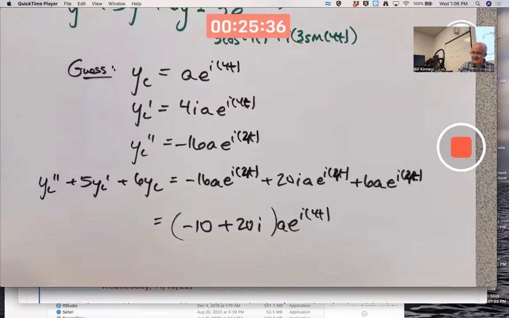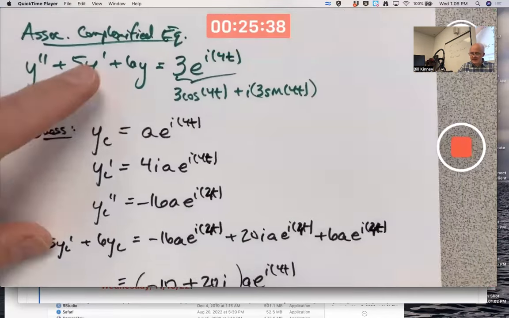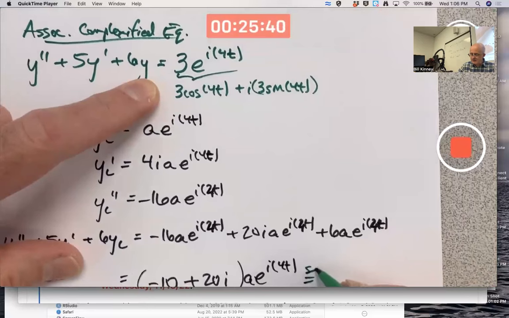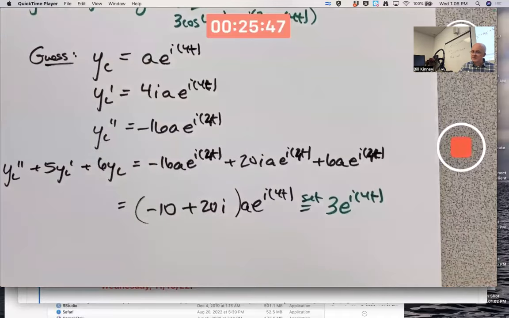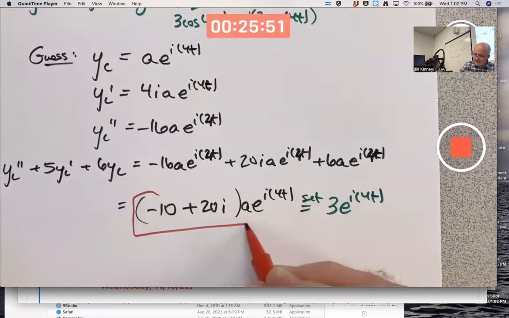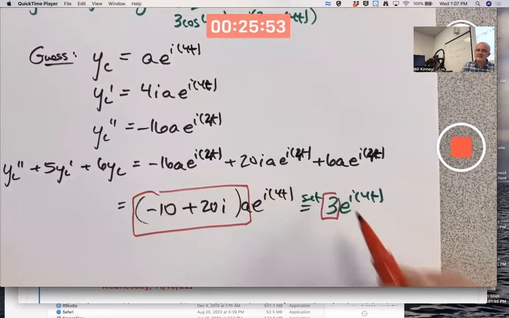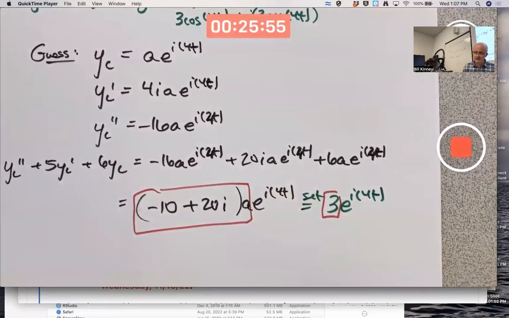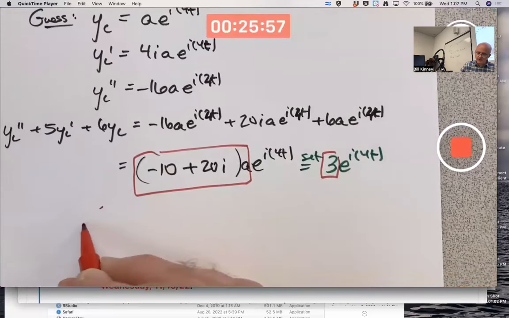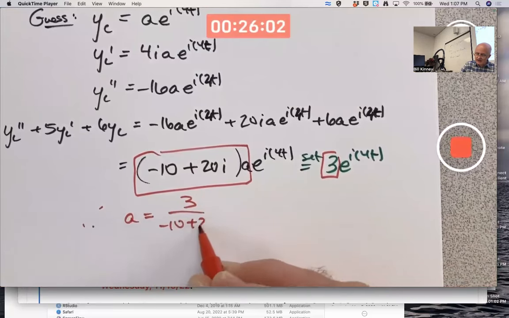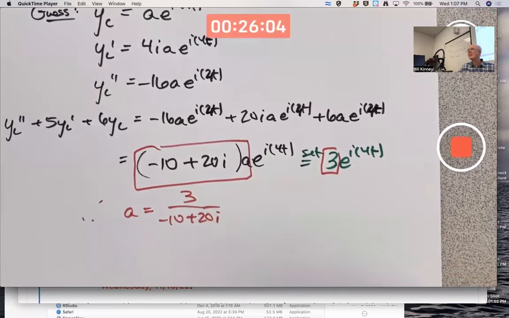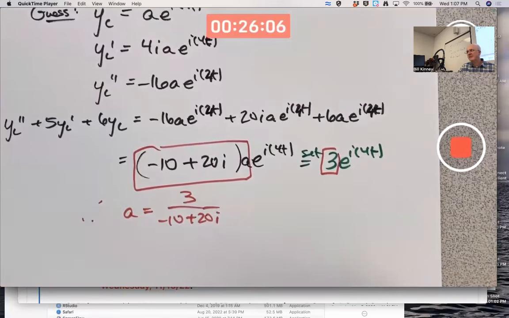I want to set this equal to the right-hand side here, 3e^(i4t). Solve for a. The only way these are going to be equal for all values of t is if those two things are equal. Therefore, a must be 3 divided by negative 10 plus 20i. We should simplify this.